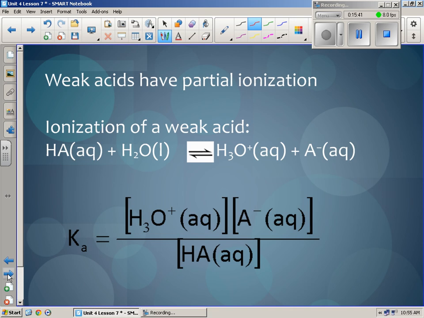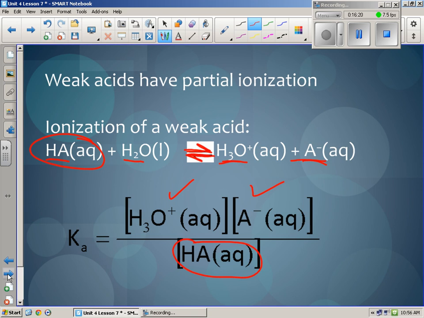Here's what the ionization of a weak acid looks like. Same thing. HA and water gives you some of this and some of this, but notice the double arrow, because now it has to reach equilibrium. And if we were writing out the Ka constant, the equilibrium constant, at equilibrium, we would say this. Products over the reactants. We leave out water. So products over the reactants at equilibrium.